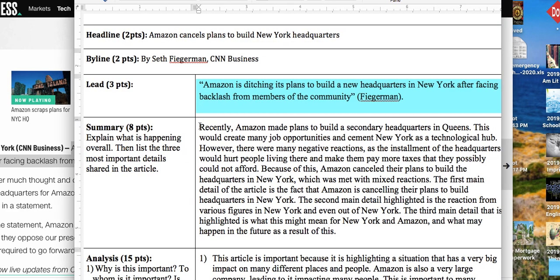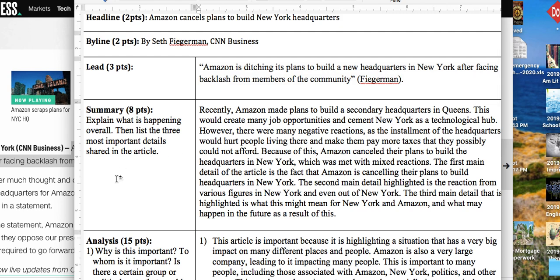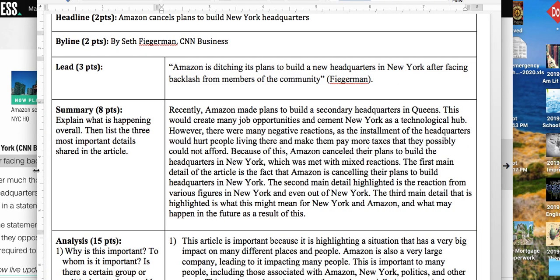Recently, Amazon made plans to build a secondary headquarters in Queens. This would create many job opportunities and cement New York as a technical hub. However, there were many negative reactions as the installment of the headquarters would hurt people living there and make them pay more taxes that they possibly could not afford. Because of this, Amazon canceled their plans to build the headquarters in New York, which was met with mixed reactions. Okay, now we go right into those main details.